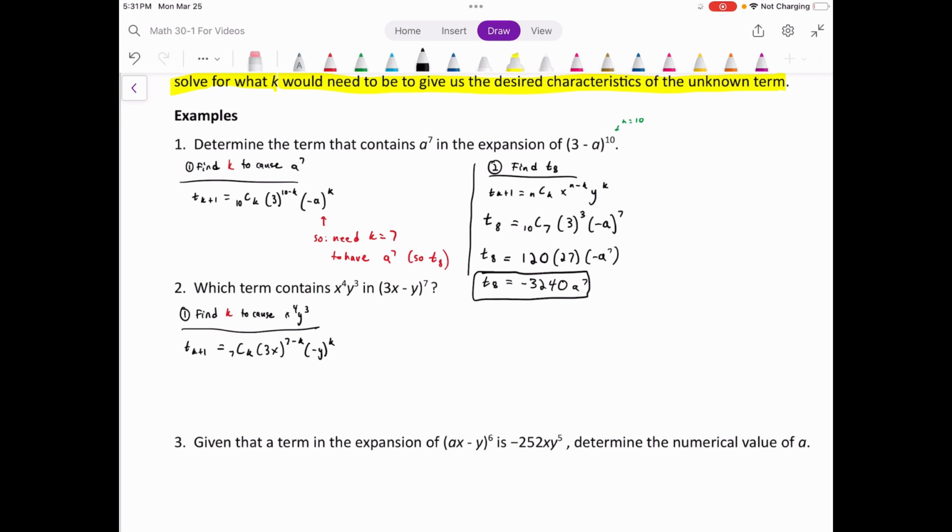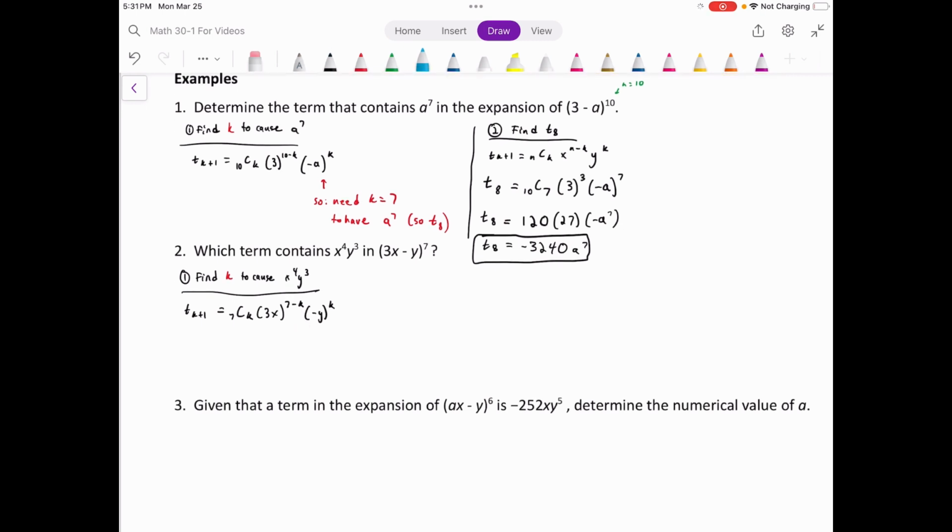Now, again, we want x to the power of 4, y to the power of 3. That's what we're looking for. So we can take a second and think about it here. How do we get that? Well, y to the power of 3, we would need k to be 3, obviously, right? And x to the power of 4, well, 7 minus 3 would be 4, right? So we just need k equals 3. Looking at it like this just makes it even easier to pick out, right? If you can recognize it here as well, that's great.